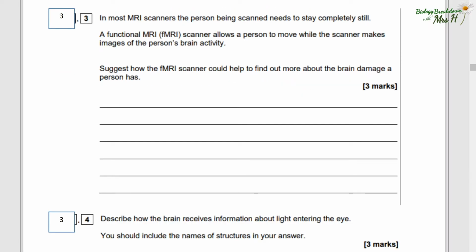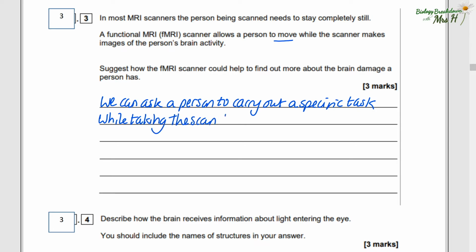In most MRI scanners, the person being scanned needs to stay completely still. A functional MRI or fMRI scanner allows a person to move while the scanner makes images of the person's brain activity. Suggest how the fMRI scanner could help to find out more about the brain damage a person has. Now, it's got "move" in the question, so we're going to have to be a bit more specific than using that word. What we can do is ask a person to carry out a specific task while taking the scan, and then we can see which part of the brain is active or inactive.